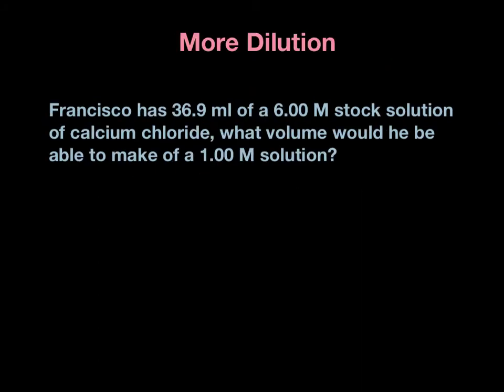Here's another dilution problem. Francisco has 36.9 milliliters. From the units, I can tell you that that's a volume of a 6.00 molar, that's molarity, stock solution of calcium chloride. What volume would he be able to make of a 1.00 molar solution? And so this is my molarity also. Notice he wants to make this, so this is going to be my final M2. This is what he started out with, V1 and M1 right up here. So I'm going to plug these in, writing out the formula again, and I'm going to write the units.